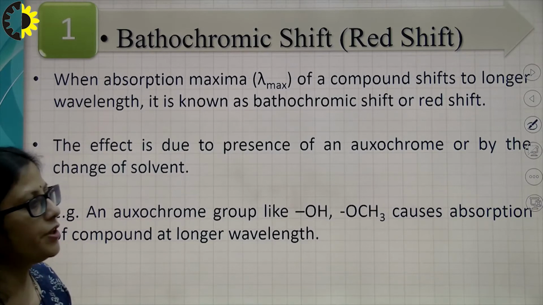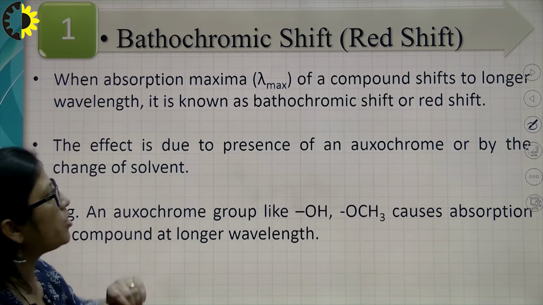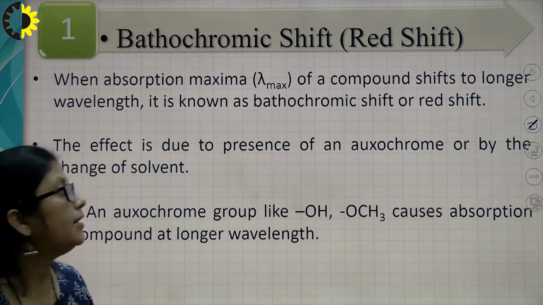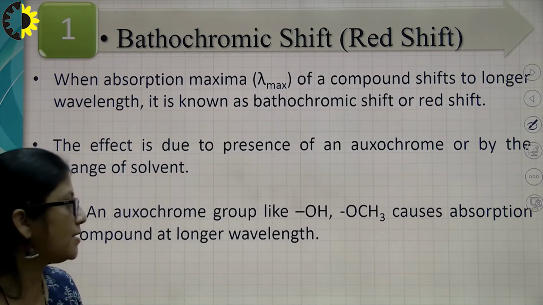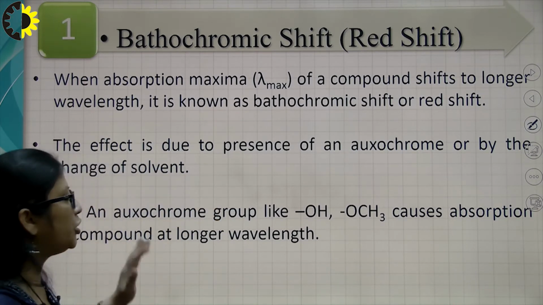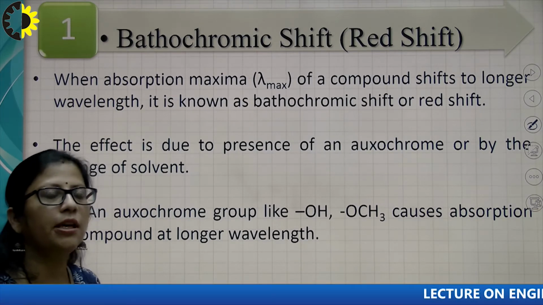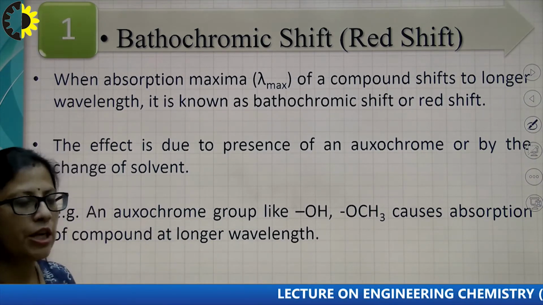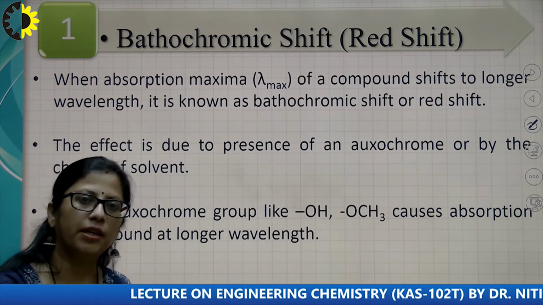Now, coming first to the bathochromic effect or the red shift. When the absorption maximum of any compound shifts towards longer wavelength, it is known as bathochromic shift or the red shift, as I have already discussed. This effect is due to the presence of auxochrome or by the change of solvent. So, both of these can cause the bathochromic shift. And auxochrome groups like OH, OCH3 cause absorption of the compound at longer wavelength.